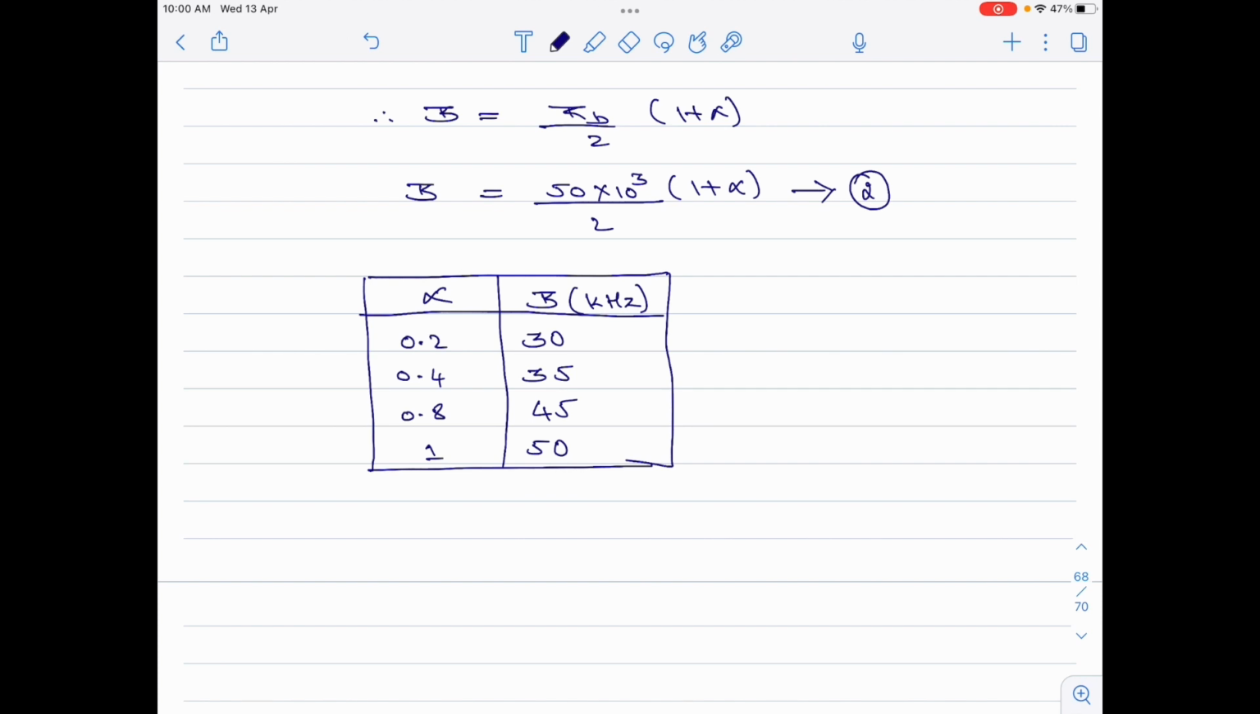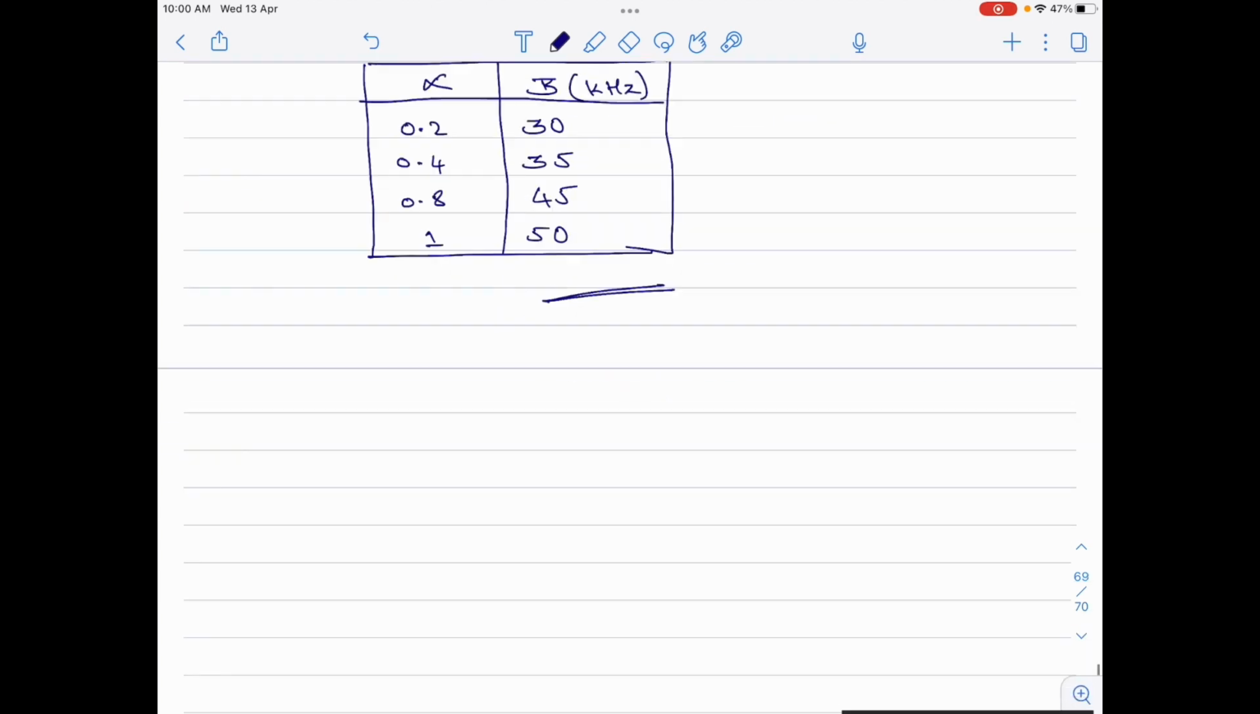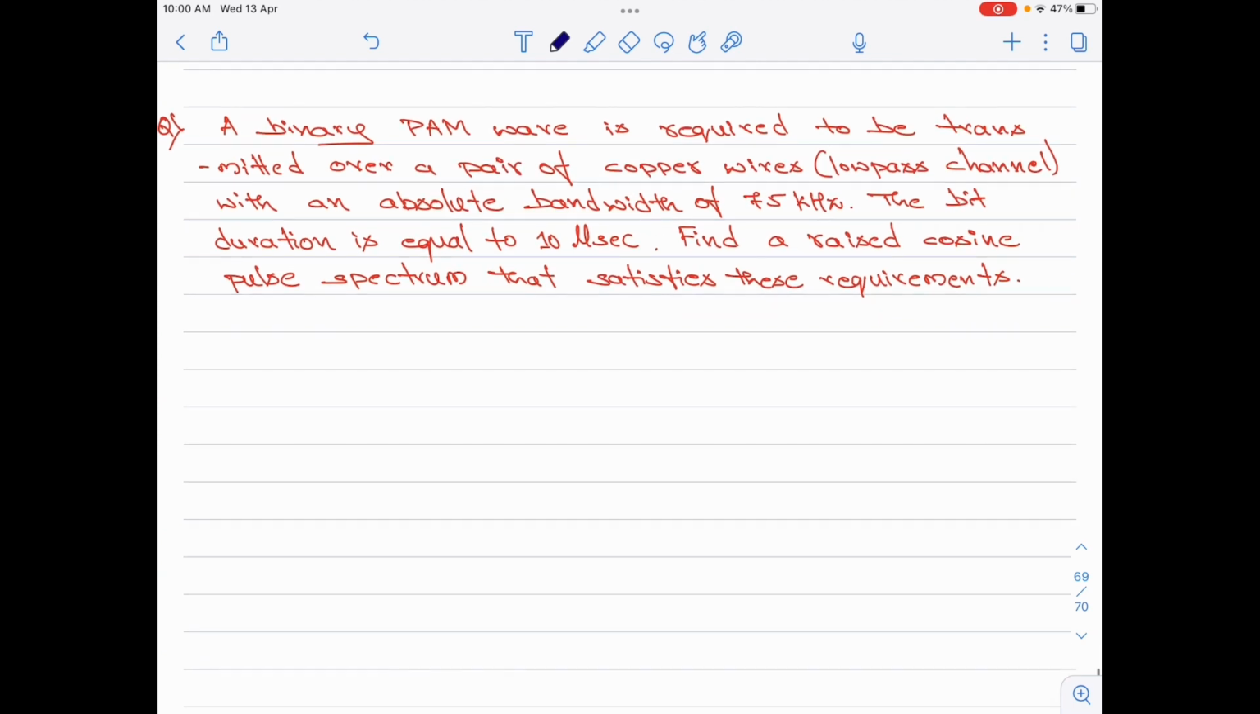Right. So, that is the answer for this part of the numerical, which is to find the value of the transmission bandwidth B for the different values of alpha given in the numerical. Let me now move on to the second numerical in the sequence, and I will read it out here.